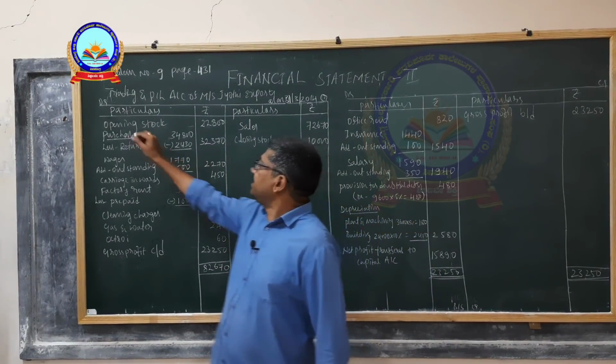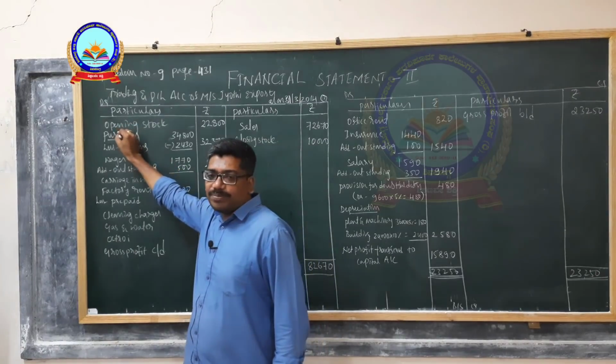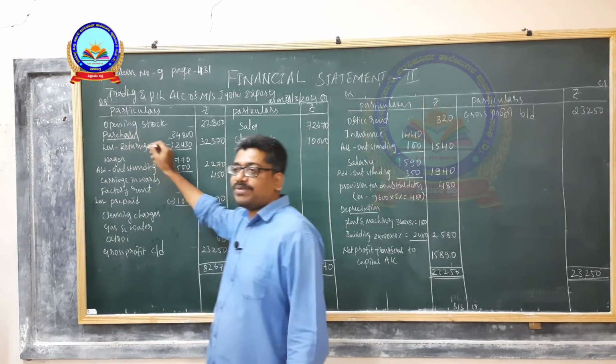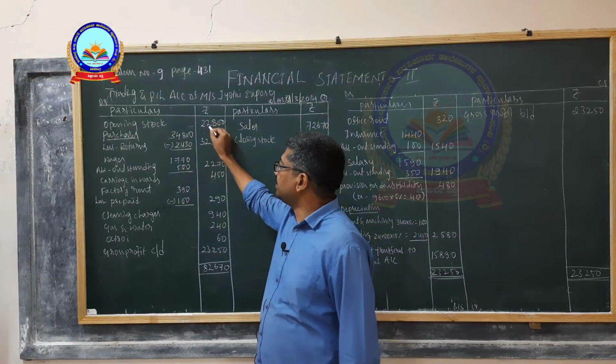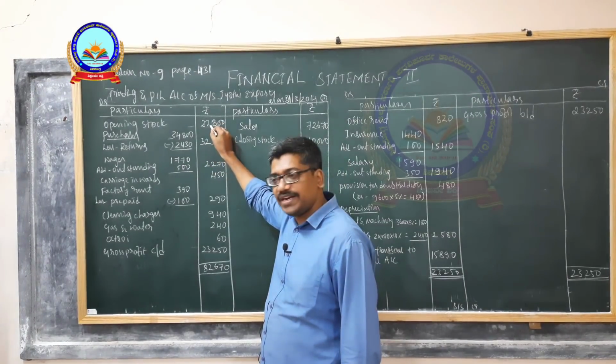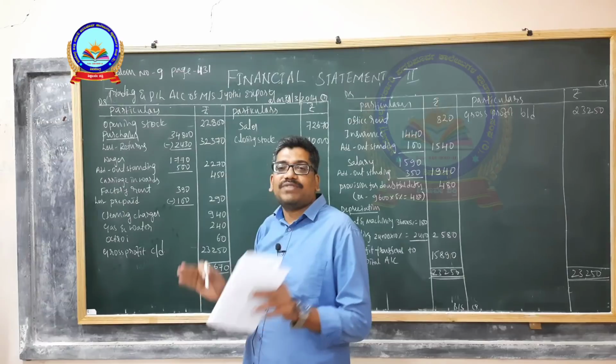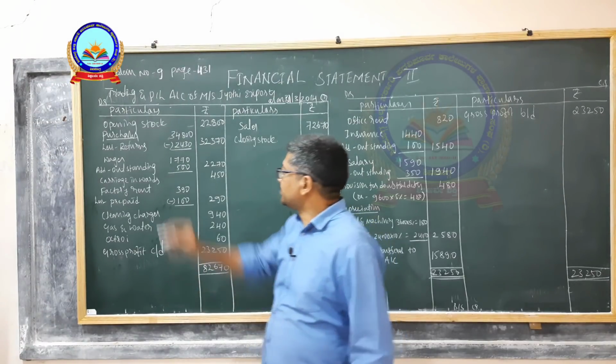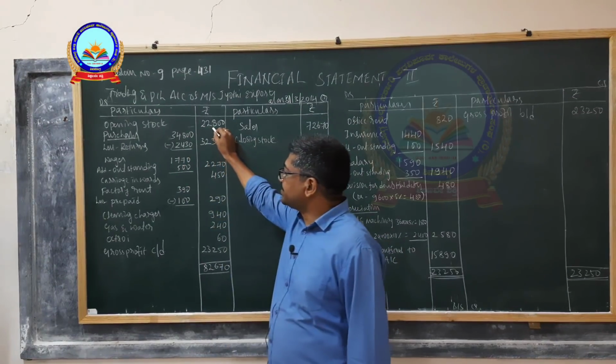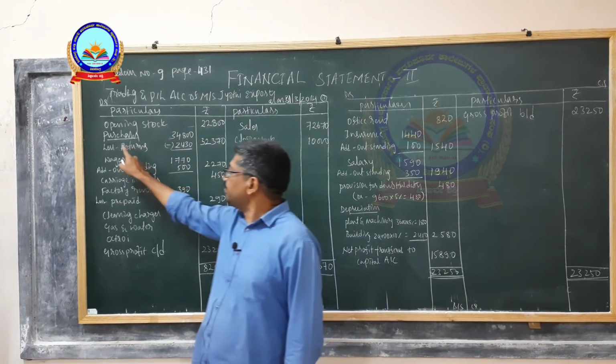Now begin with this. The first one is opening stock. Opening stock is available in the problem, so write opening stock rupees 22,800. Normally the opening stock will not pertain to the adjustments, so write 22,800. Next one is purchases.